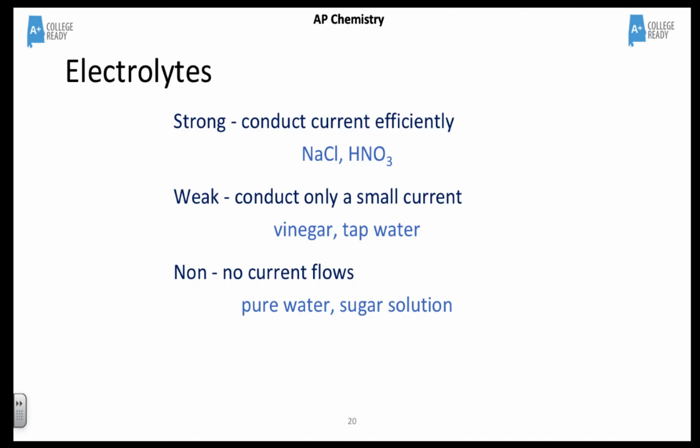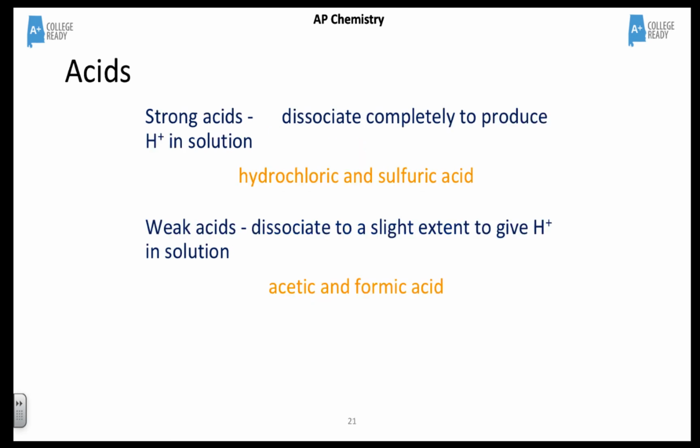It's important to note that when we talk about things becoming ions, we have to differentiate between strong things and weak things. Strong electrolytes, like salt, are things that produce lots and lots of ions. HNO3, nitric acid, is also something that produces lots and lots of ions. Whereas weak things like vinegar or tap water, they produce very few ions in solution. Acids that are strong acids produce lots and lots of hydrogen ions in solutions. Weak acids, on the other hand, only give you a little bit.